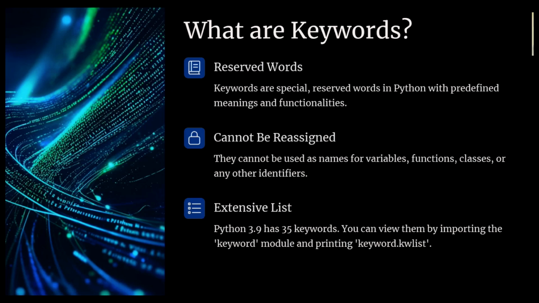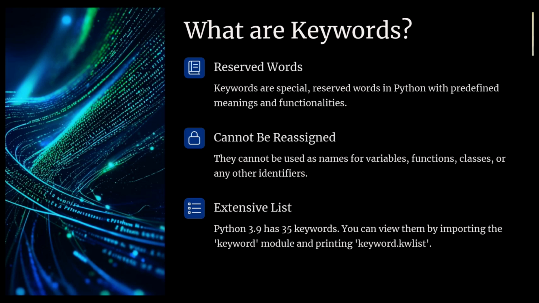They cannot be used as names for variables, functions, classes, or any other identifier, because keywords have their own predefined meanings and functionalities. In Python 3.9, your current version, there are 35 keywords. Of those 35 keywords, three are value keywords. When we discuss the Python coding, we will see which are the value keywords and which are the non-value keywords.